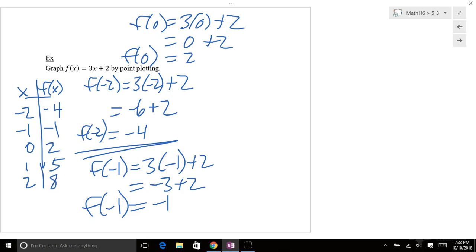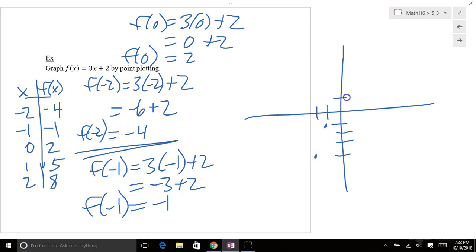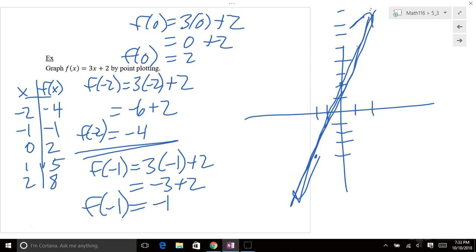And we plot those points again. We've got negative 2, down 4; negative 1, negative 1; 0, 2; 1, 5; and 2, 8. And then we draw. Whoops, I missed my dots. But anyways, you get the picture. You draw it right through your dots there.